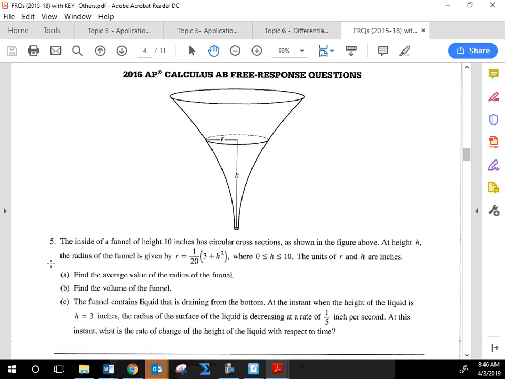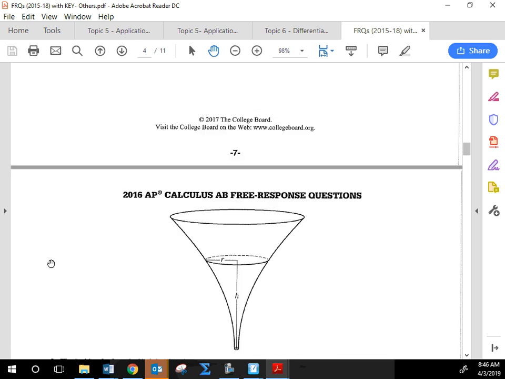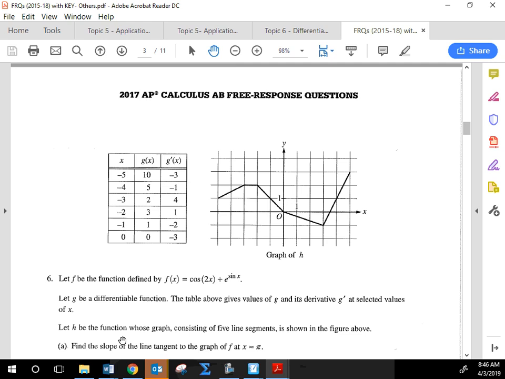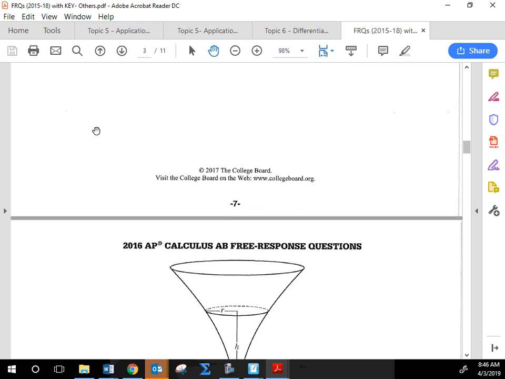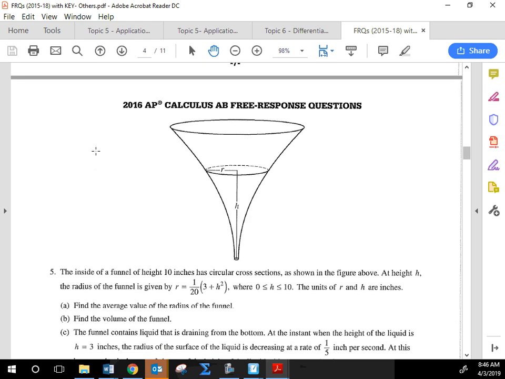Alright. So I want to briefly take a look at our other questions. So particle motion, we've got acceleration, velocity, position, like normal. The other questions, we took a look at the first 2 at the end of last class. And we talked about how there's some chain rules, some product rules. And then I want to briefly talk through these other ones.